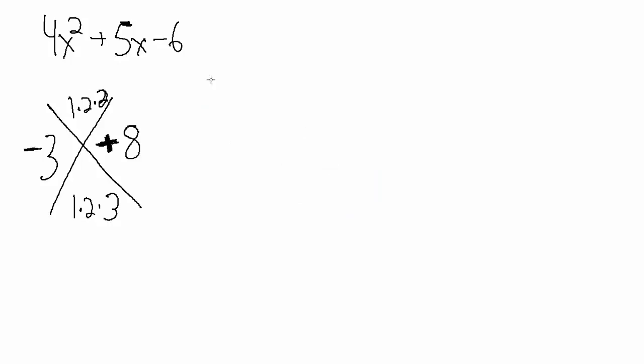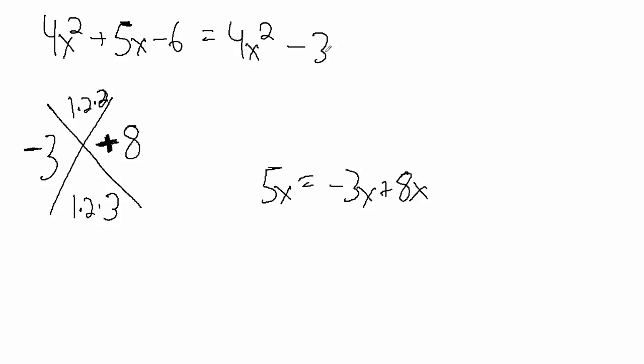And how are we going to use that? Well, we're going to use that to split up 5x into minus 3x plus 8x. Okay? And then just like before, we're going to factor by grouping, so let's go ahead and do that. So now this becomes 4x squared minus 3x plus 8x minus 6. Okay, now if we factor by grouping, what are we going to get? So let's look and see. Group these two together, group these two together, and separately factor using the greatest common factor method.